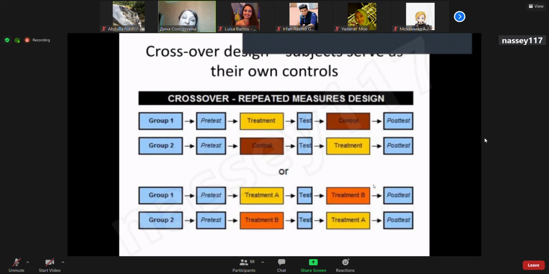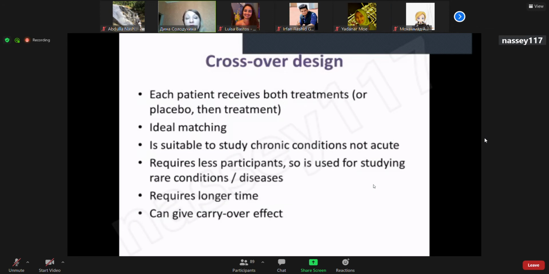Crossover design has a peculiarity which we call ideal matching. In other words, every subject is matched to himself or herself, and each patient receives both interventions. Doesn't matter if it is an active treatment or it is a placebo. Well, however, crossover design is not possible to be used in any situation, and we say that it's suitable only to study chronic conditions, but not acute.